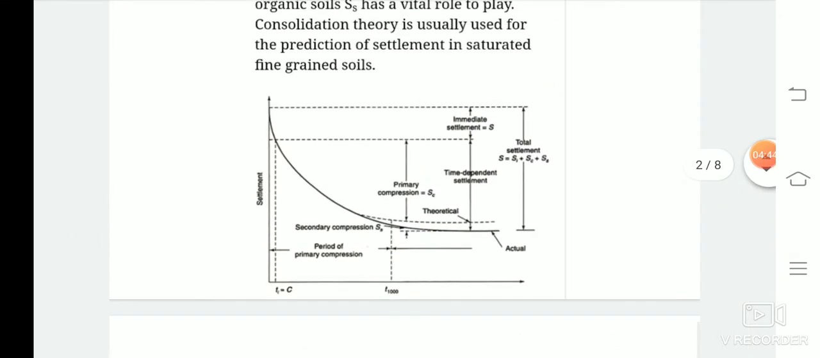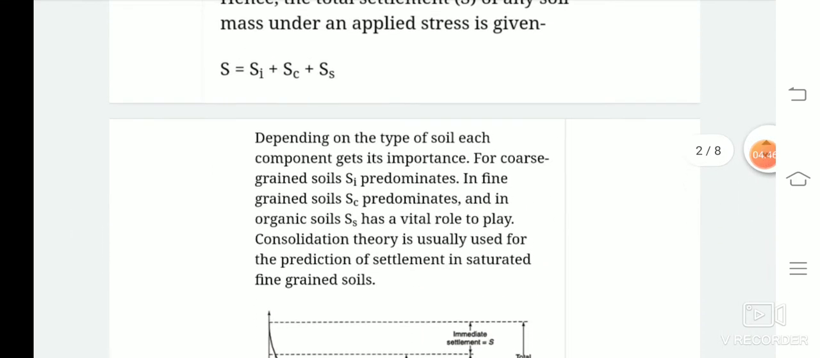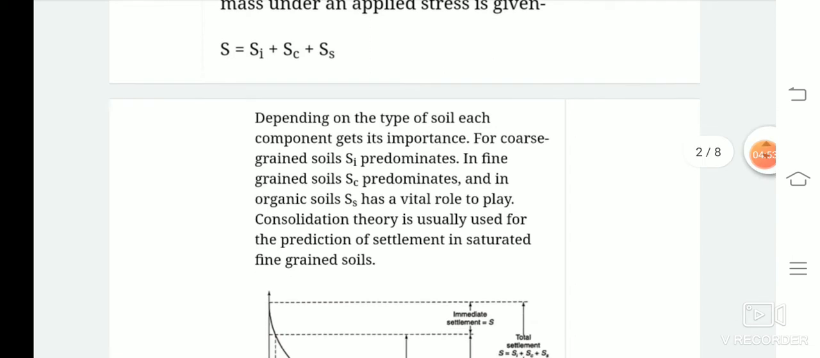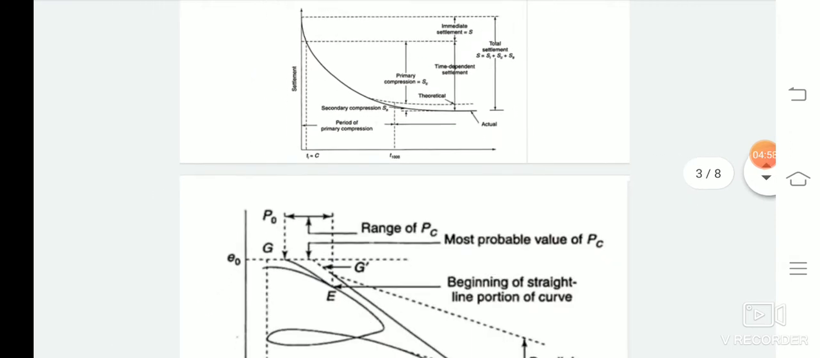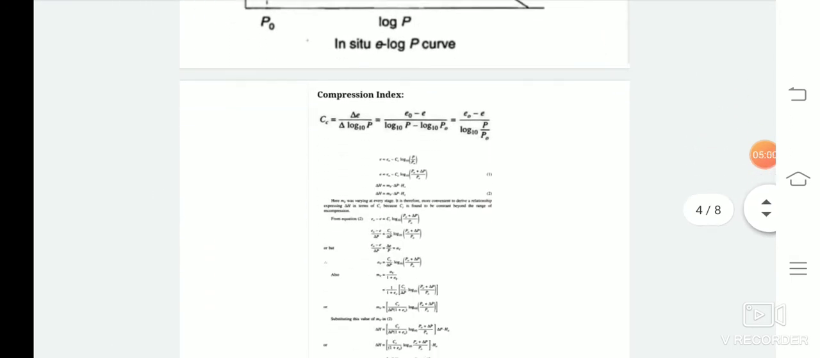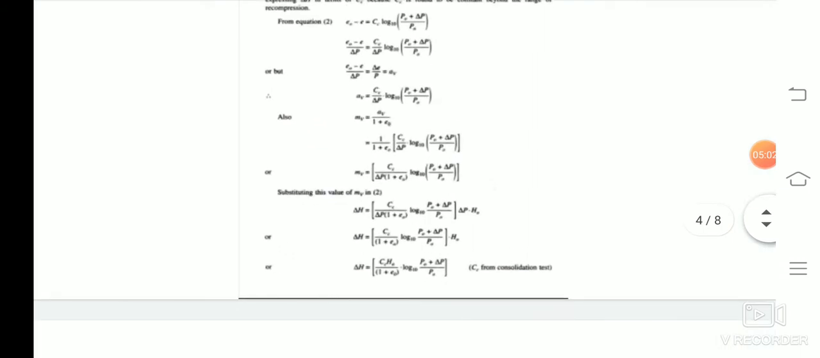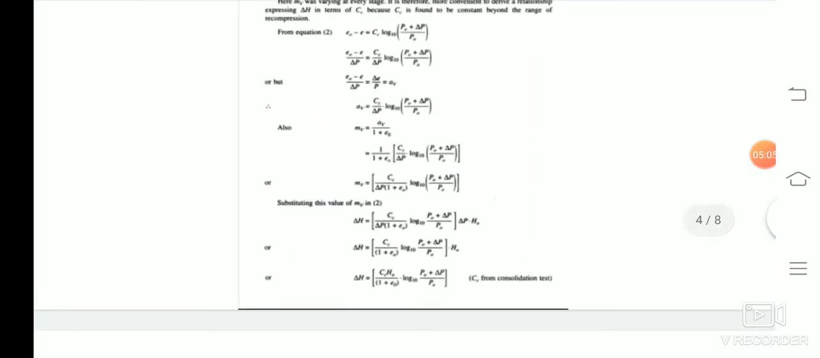So, how to find out the value of the settlement? Our main concern in this chapter is to find out the settlement for primary consolidation and secondary consolidation. So, how to calculate the settlement? For finding out the settlement, this is the formula: delta H equals Cc H naught divided by 1 plus e naught, times log 10 of (P naught plus delta P) divided by P naught. So this is mainly the settlement or SC, which is the time dependent primary settlement.